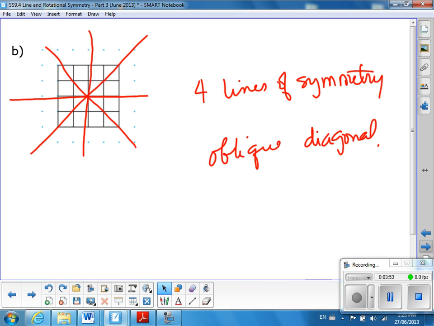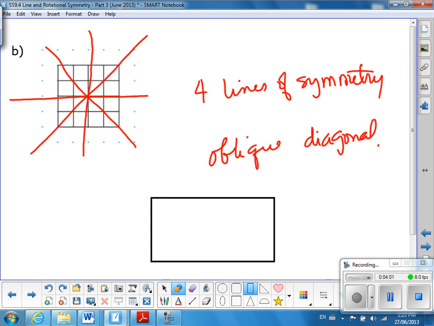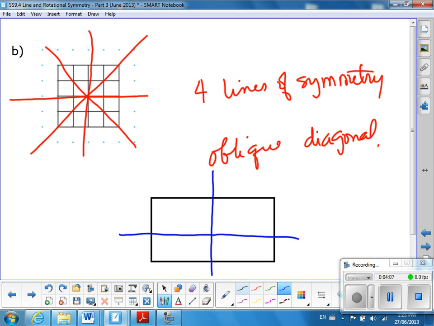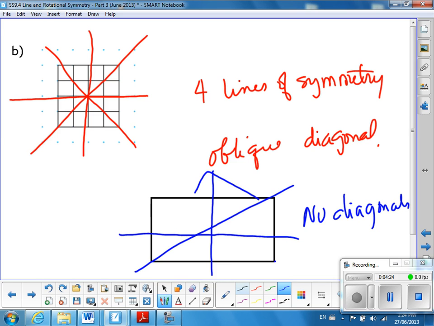Okay, what about a rectangle? How many lines of symmetry does a rectangle have? Well, it'll have 1 vertically, 1 horizontally, but there will be no diagonal lines of symmetry in a rectangle. Take a piece of paper, cut it in a rectangle, and try folding it. If you folded this across like this, this corner would be up above here, and this corner would be above here. So it doesn't fold exactly in half on a diagonal. It will vertically, and it will horizontally.